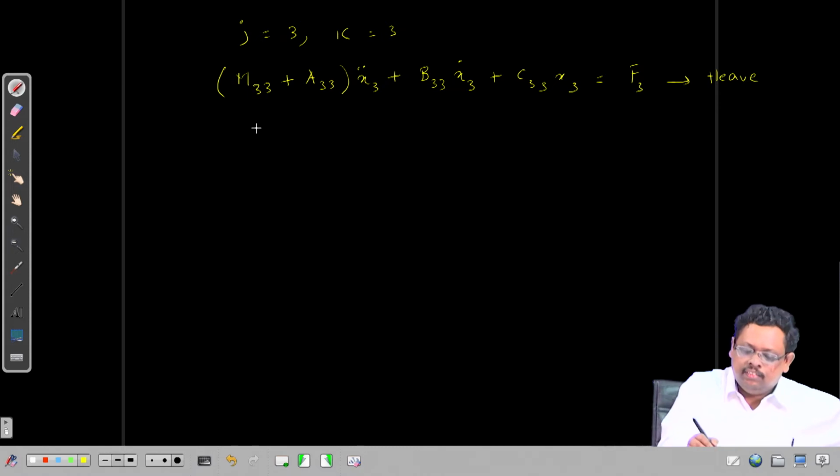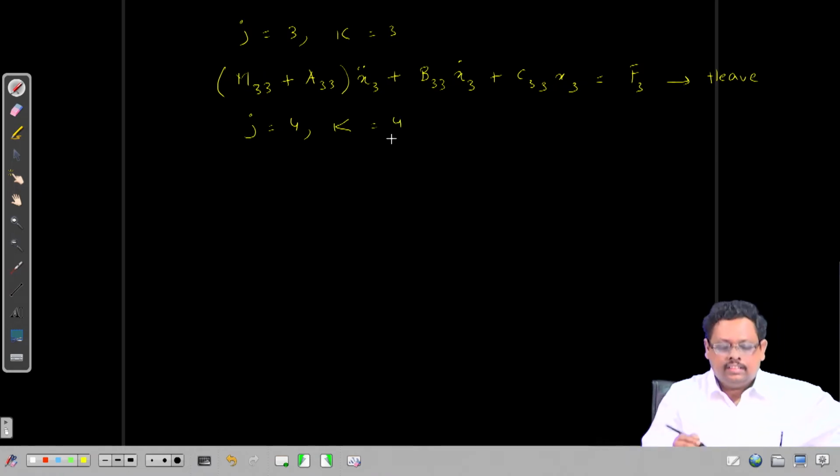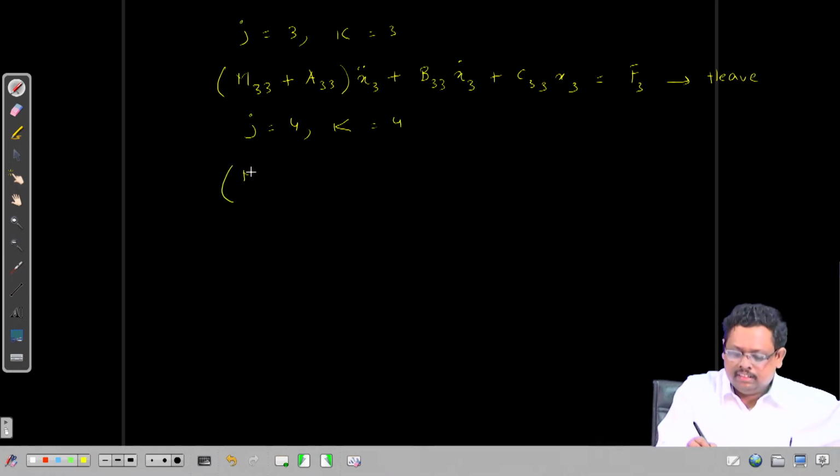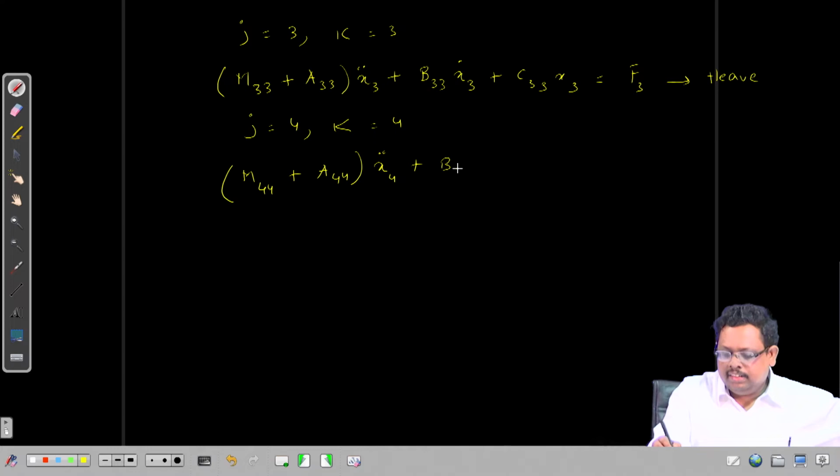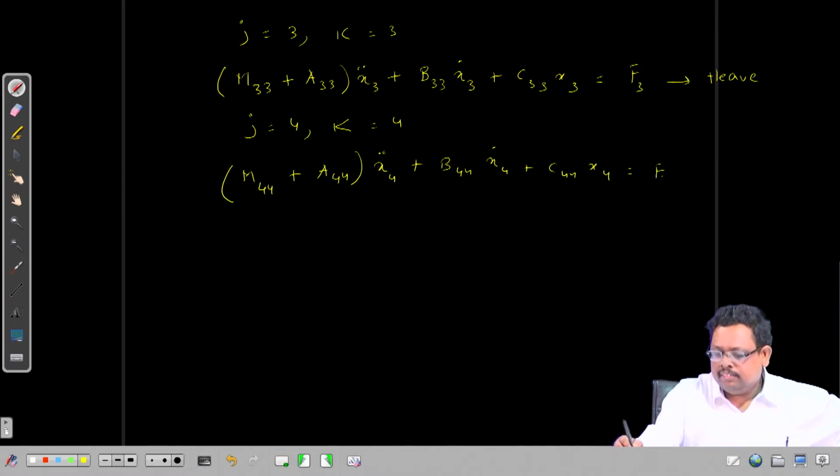Now, similarly, if you put J equal to 4 and K equal to 4, then also you can have an equation M44 plus A44 into X double dot 4 plus B44 X dot 4 plus C44 X4 is equal to F4. This is the equation for roll.